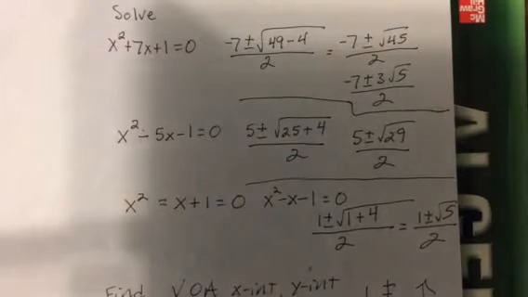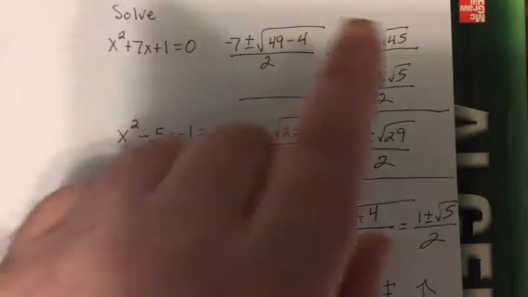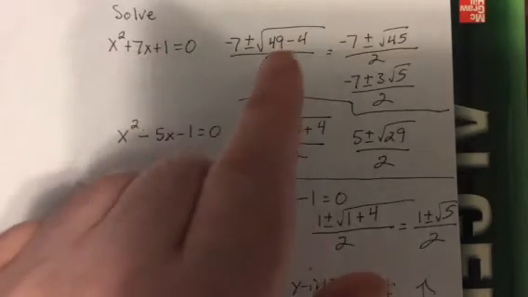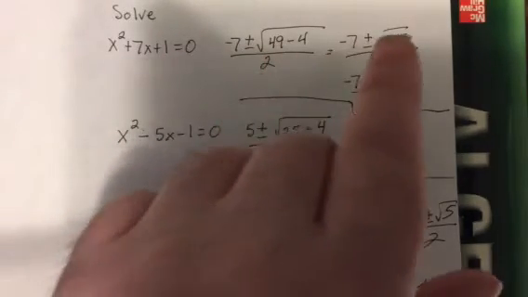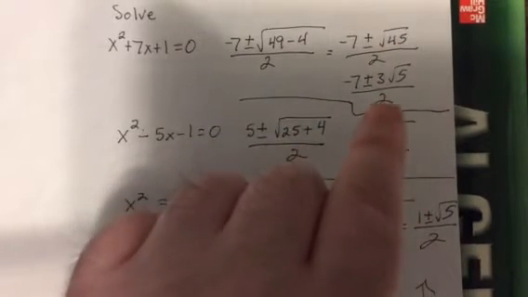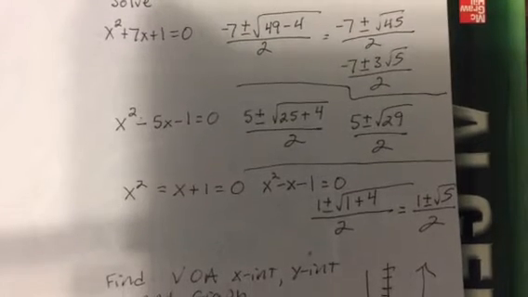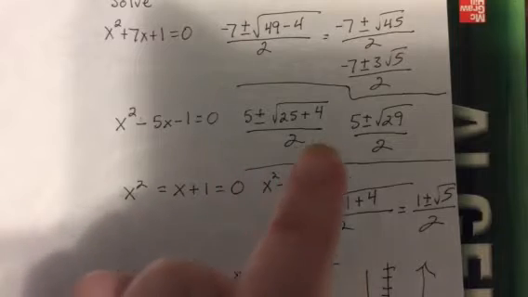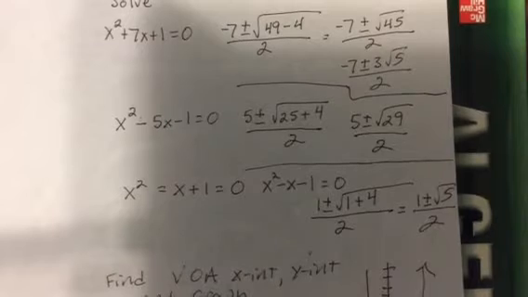Anyways, sorry about that. So you have the opposite of 7 plus or minus the square root of b squared, 49 minus 4ac, all over 2. So the square root of 45, and 45 is 9 times 5, so you can actually simplify it to 3 square root of 5. Now, be careful. Some of you would just take the 45 and put it out of the square root. Well, no, you have to take the square root of it.